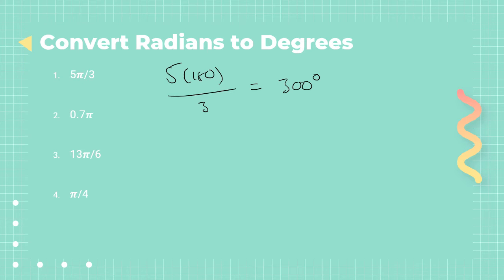0.7 times 180, and we get 126 degrees. 13 times 180 divided by 6 gives 390 degrees. And now pi over 4, which is simply 180 divided by 4, and that will give us 45 degrees, which we had established is a special angle.